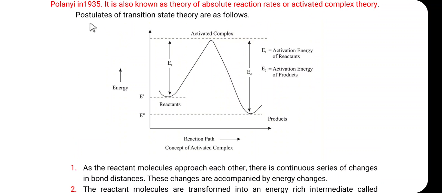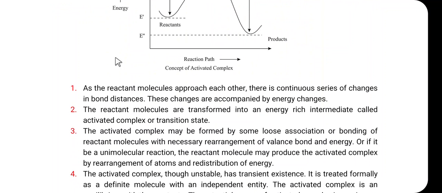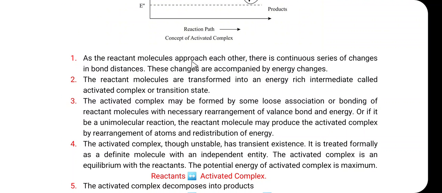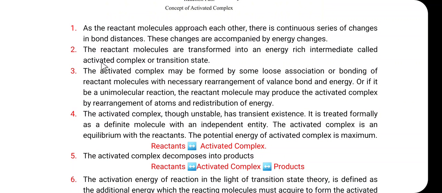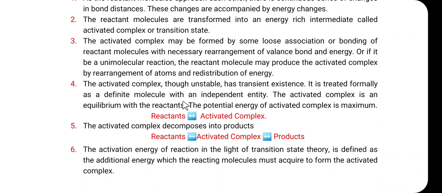Let us consider the postulates of the transition state theory one by one. Number one, as the reactant molecules approach each other, there is a continuous series of changes in bond distances. These changes are accompanied by energy changes. Number two, the reactant molecules are transformed into an energy-rich intermediate called the activated complex, or the transition state. Number three, the activated complex may be formed by some loose association or bonding of reactant molecules with the necessary rearrangement of valence bonds and energy, or if it is a unimolecular reaction, the reactant molecule may produce the activated complex by rearrangement of atoms and redistribution of energy.